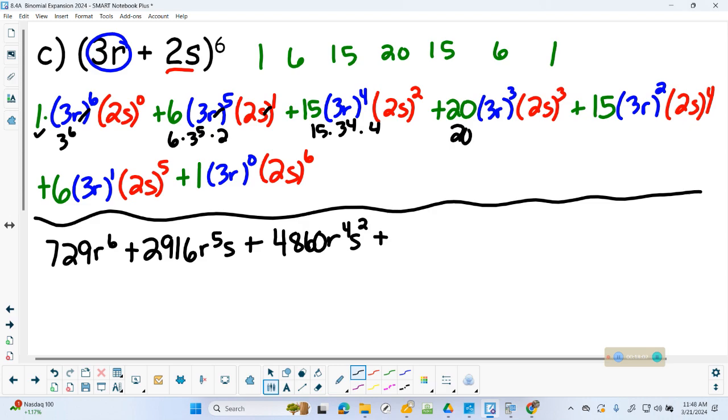Okay, 20. 3 cubed, I got that, 27. 2 cubed, 8. So I did 20 times 27 times 8, which gave me 4,320. Don't forget your variables, R cubed, S cubed. All right, 3 to go.